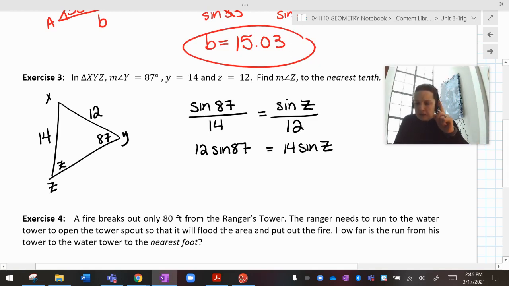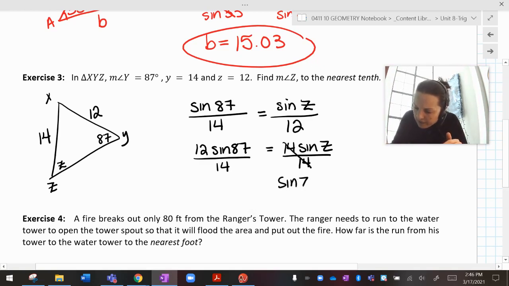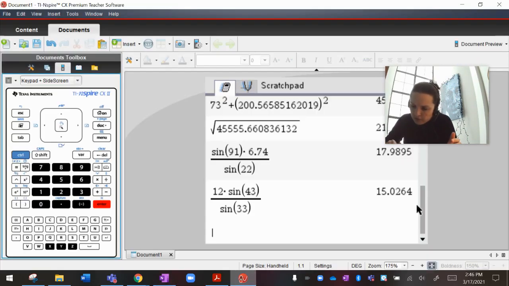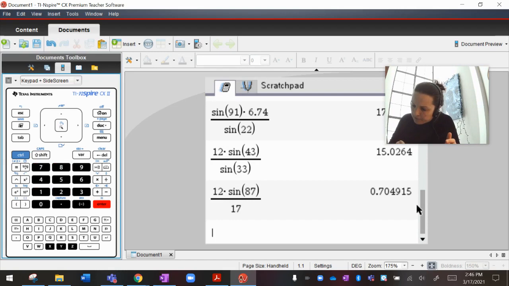Okay. Trying to solve for Z right now. So I need to get Z alone. I'm taking the sine of Z and I'm multiplying by 14. So I'm going to divide by 14 first. And then I get sine Z equals all this. So let me type that into the calculator. 12 sine 87 divided by 14. Oops, I didn't hit 14. 12 sine 87 divided by 14. There we go. It's 0.855968.